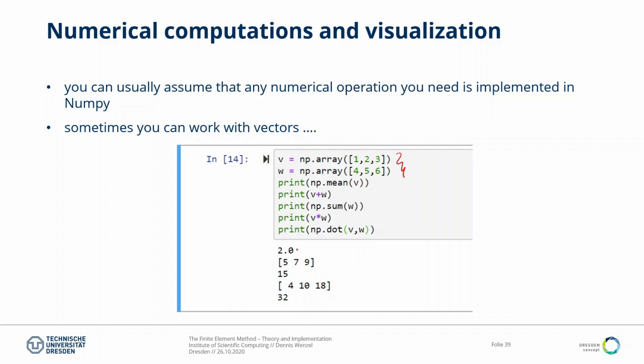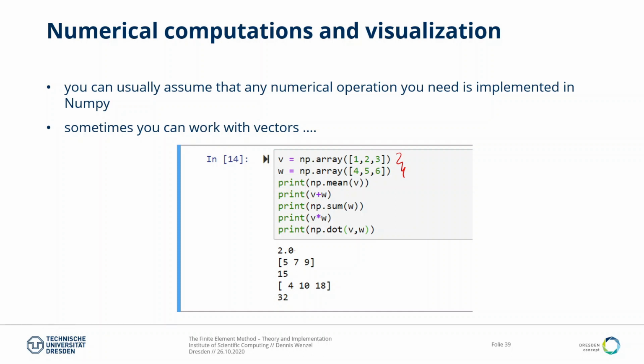That's 2.0. That checks out if it's 1, 2, 3. The mean is 2.0. Then I can also do the adding. We have seen this before. I can do a summation of all elements in an array. That's done here. If I write the star operator, this is automatically a component-wise product. You should always be aware of this fact. So what I get here is 4, 10, 18 because, well, you see it like this. And then the last one I've shown here is the dot, so resembling the actual dot product, so the scalar product of two vectors, and that's multiplying the components and then summing up.